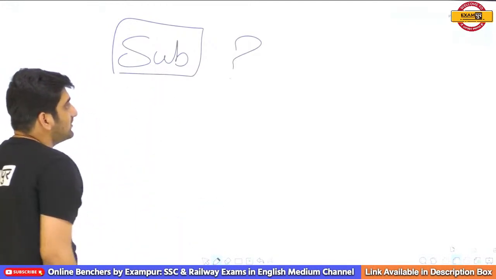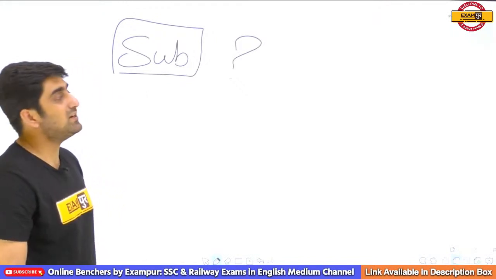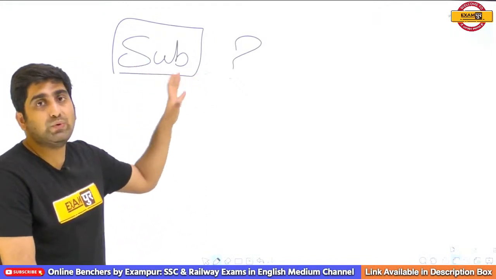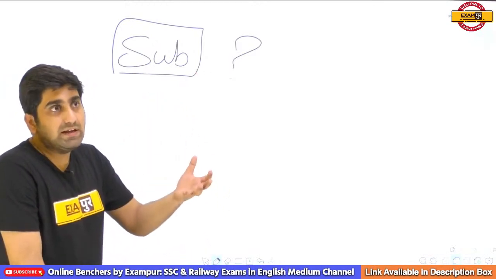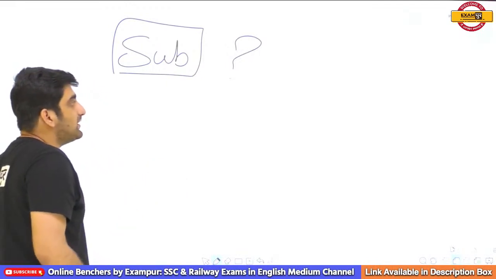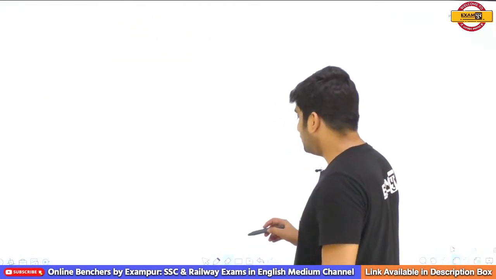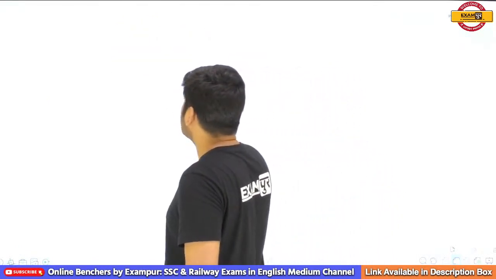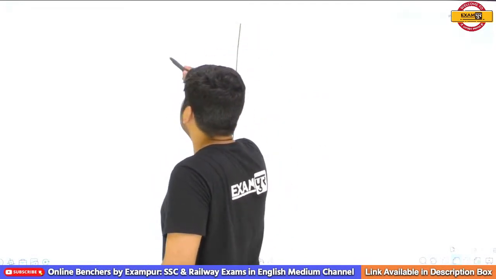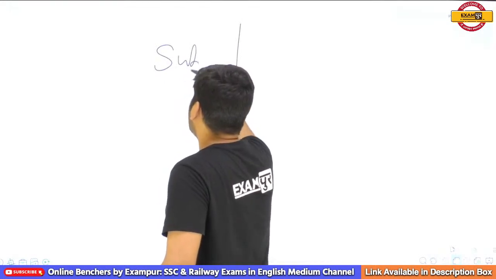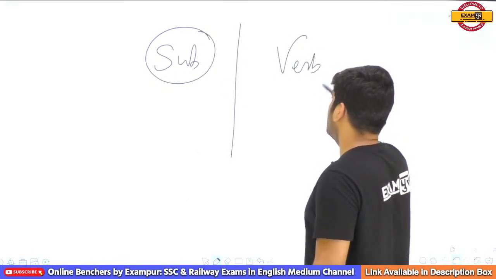Guys, try to understand this very concept. Subject basically means that about which we are discussing, talking, explaining in the sentence. To make it easier, more relevant, I would like to tell you this in a very crystal clear way. Your sentence is divided into two parts. The very first part is your subject, the other part is your verb.